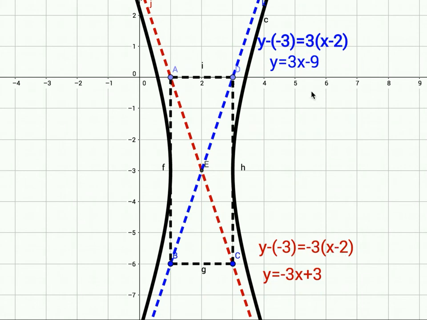So rewriting them into slope-intercept form, the blue one is going to be represented as y equals 3x minus 9. The red one is going to be y equals -3x plus 3. So those are the asymptotes. And to remember, we said the hyperbola is going to be horizontally oriented because your a is underneath the x, which 1 is greater than -9.